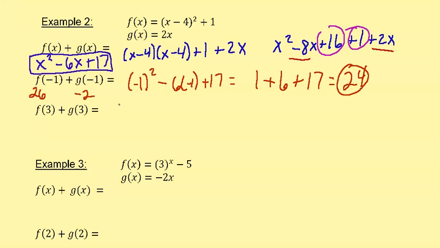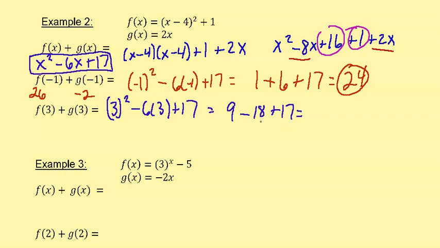And then f of 3 plus g of 3. Let's plug in 3 wherever we see x. So then you get 9 minus 18 plus 17. That would be 8. Find these separately. 3 minus 4 is negative 1. Negative 1 times negative 1 is 1. 1 plus 1 is 2. 2 times 3 would be 6. 2 plus 6 is also 8.